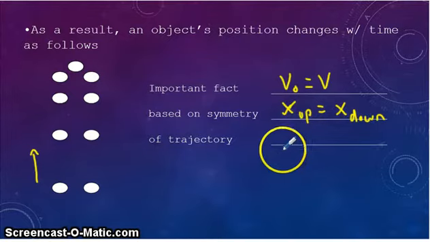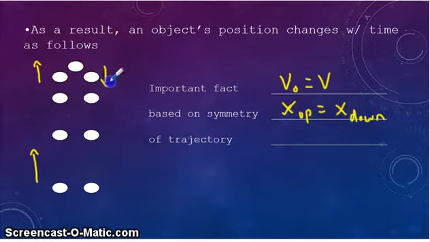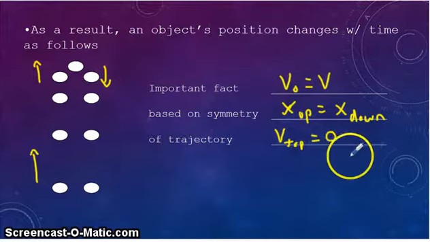And likewise, because it's in the upward direction on the way up, and it's in the downward direction on the way down, since it's turning around, it must stop before it turns around. So the velocity at the top has got to be equal to 0. Okay, and we're going to apply these concepts in equations in a little bit.